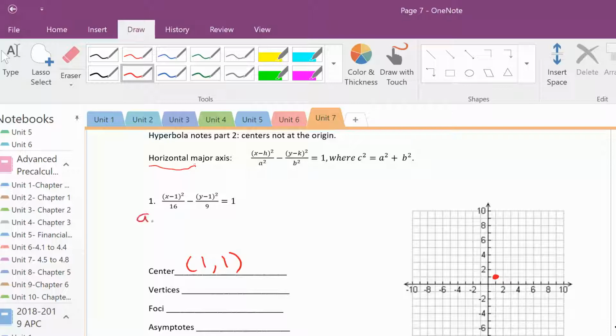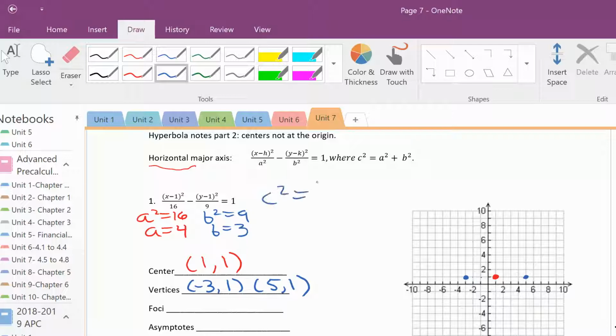So we go a squared equals 16, a equals 4. So that means to get the vertices, you go 4 to the left and 4 to the right. So it's at (-3, 1) and (5, 1). And then the b term here, b squared is 9, b is equal to 3.